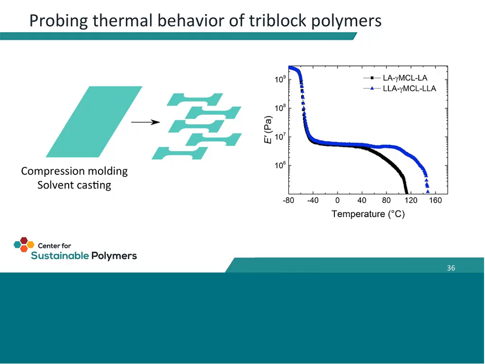Then for the black curve, where we have amorphous PLA end blocks, the modulus slowly decreases as the temperature increases above the glass transition temperature of the PLA. So it becomes more liquid-like as we heat it above the glass transition temperature. We can get a higher operating temperature for these materials if we use semicrystalline PLA because it has a higher melting temperature, and then we can extend this rubbery plateau region up to higher temperatures by selecting a different block.